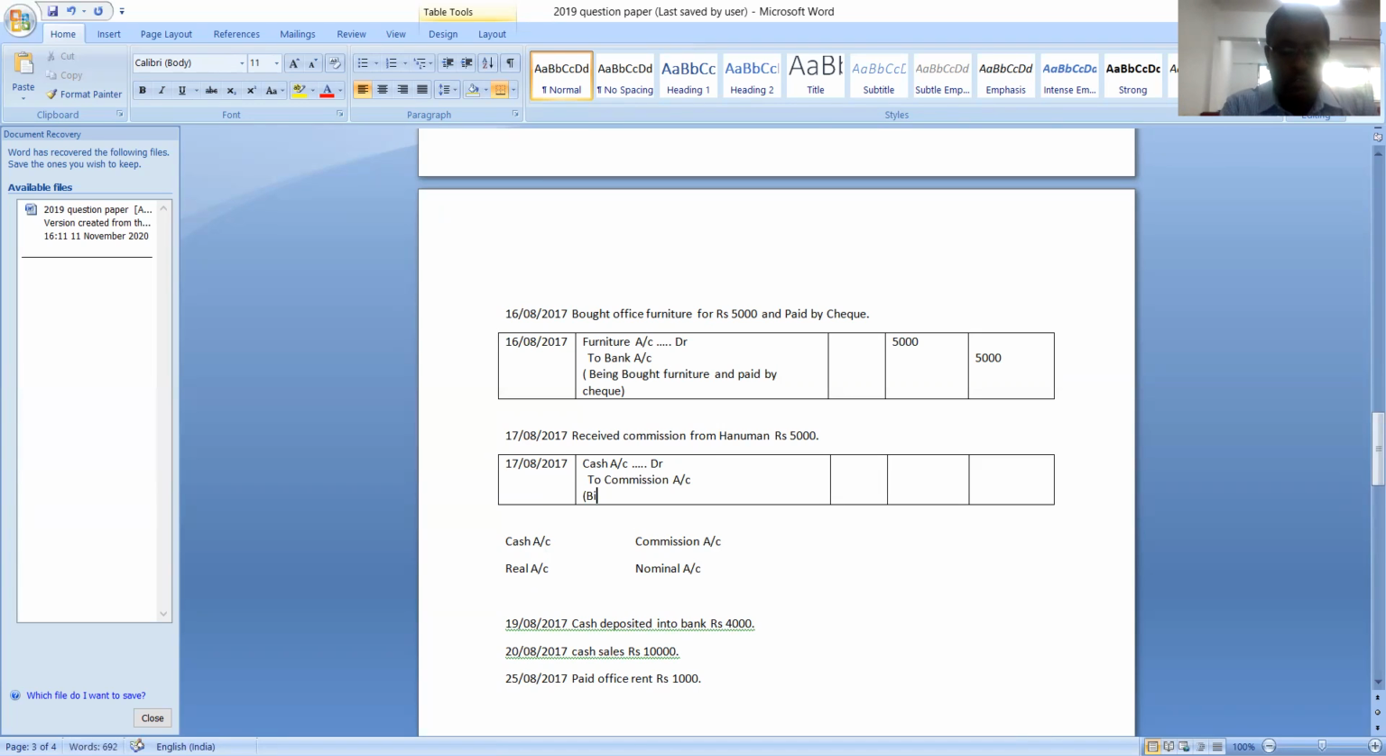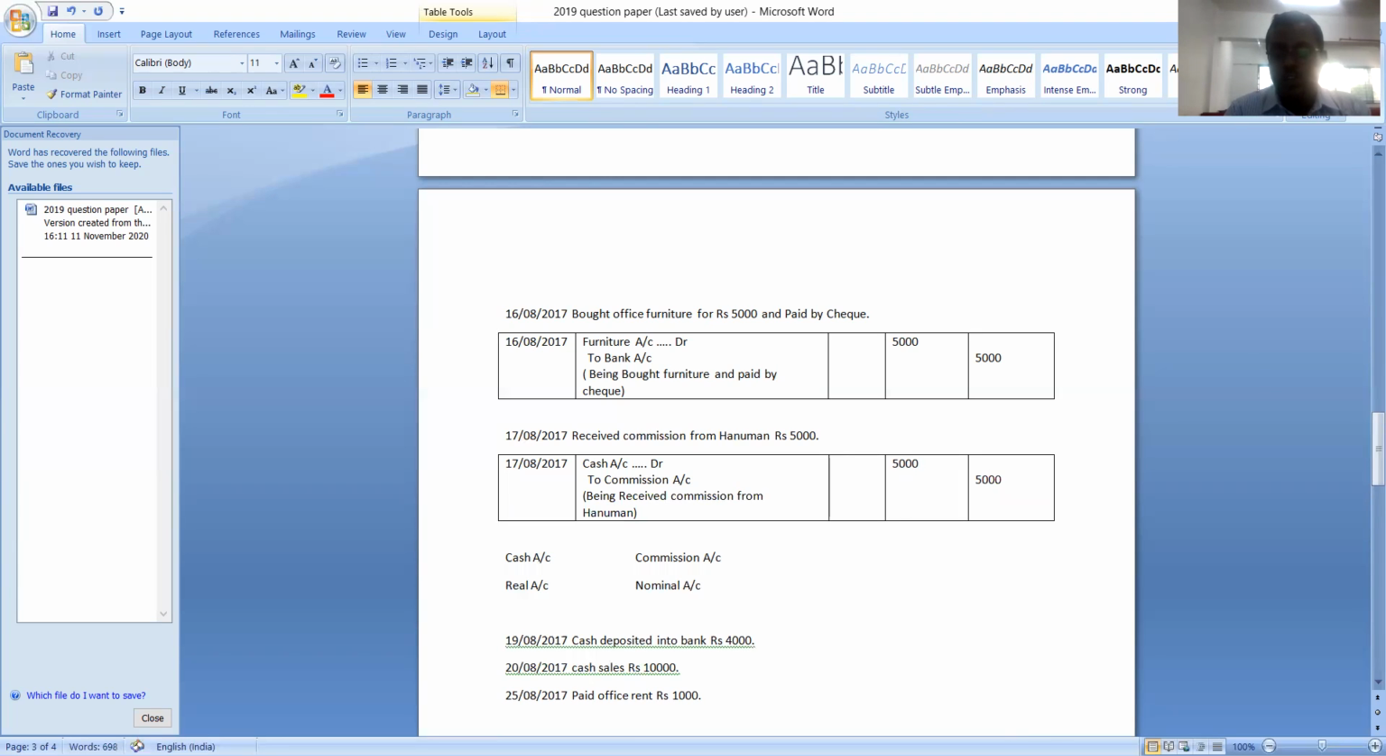So what is the narration now? Narration is being received commission from Hanuman. Yes, this is how you need to write the narration. Okay, how much commission is being received? Debit column parallel to the name of the account is debited rupees 500. Credit column parallel to the name of the account is credited rupees 500. Understood? Okay, fine.